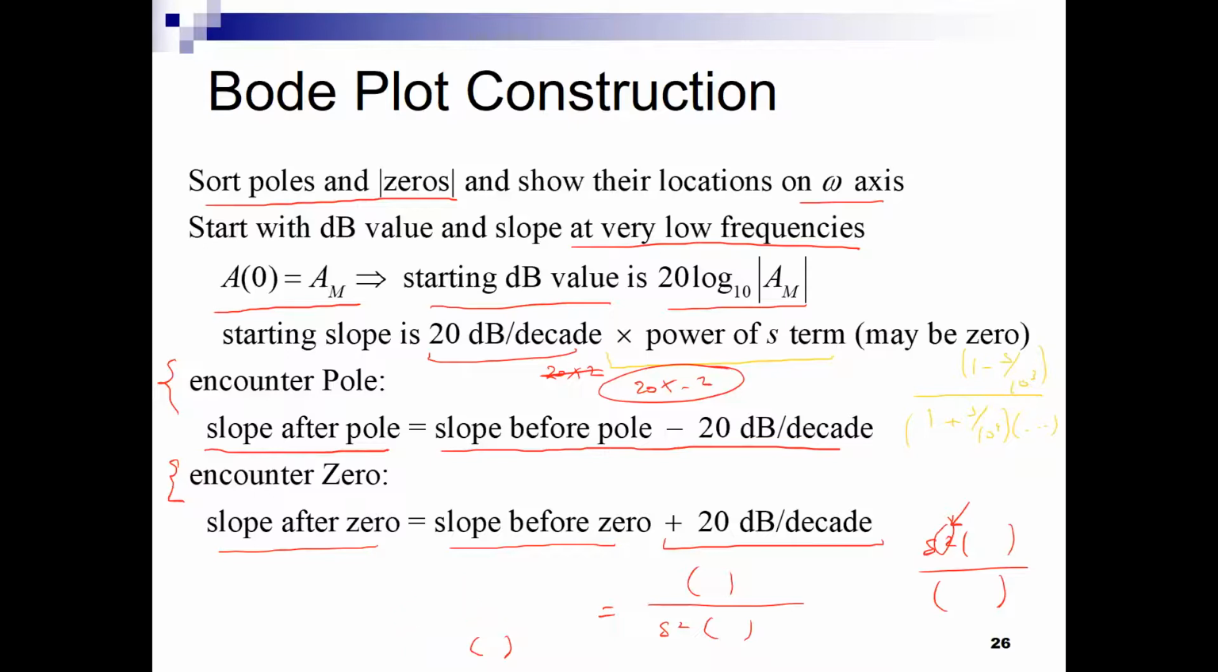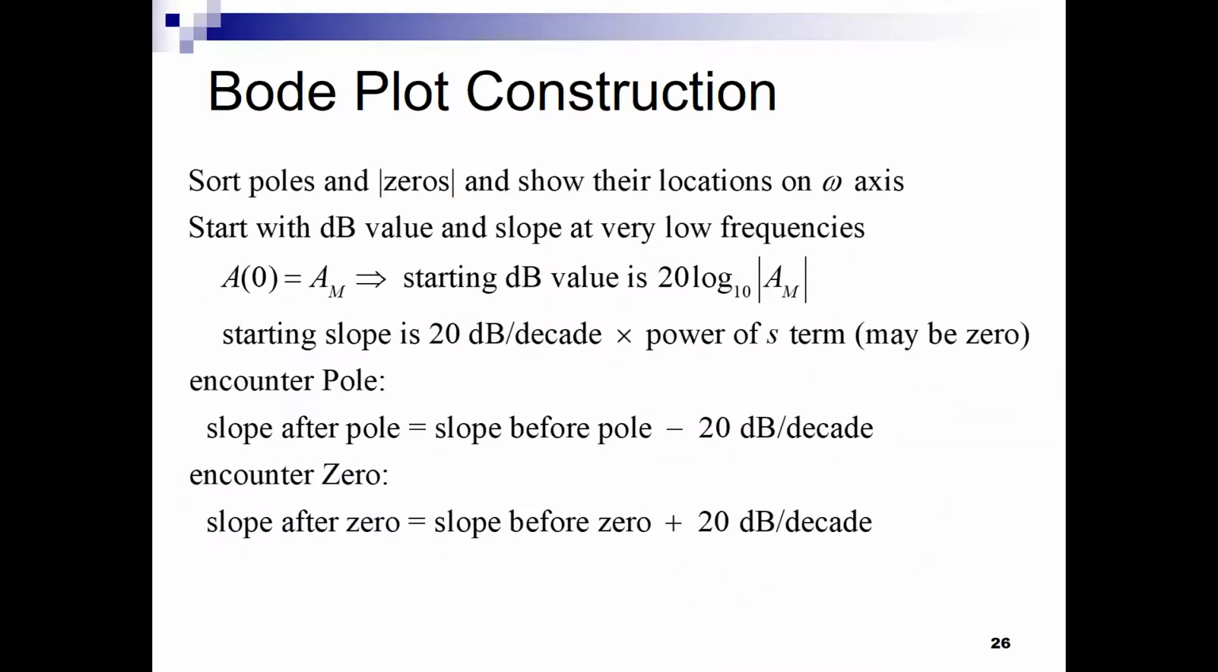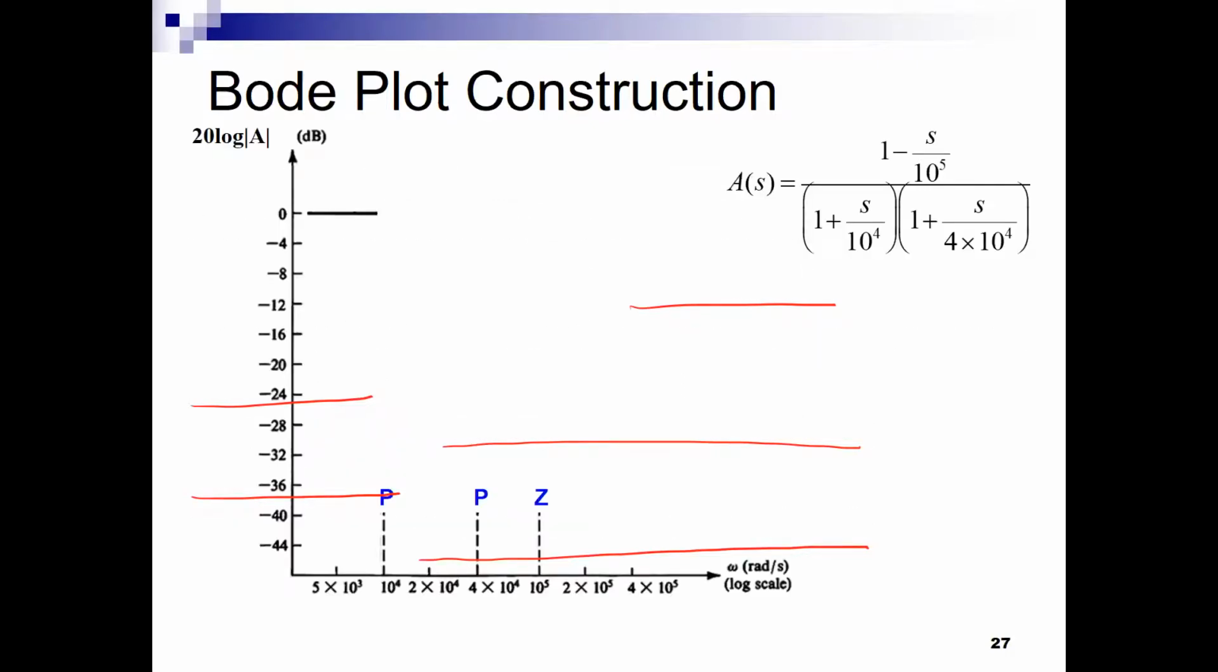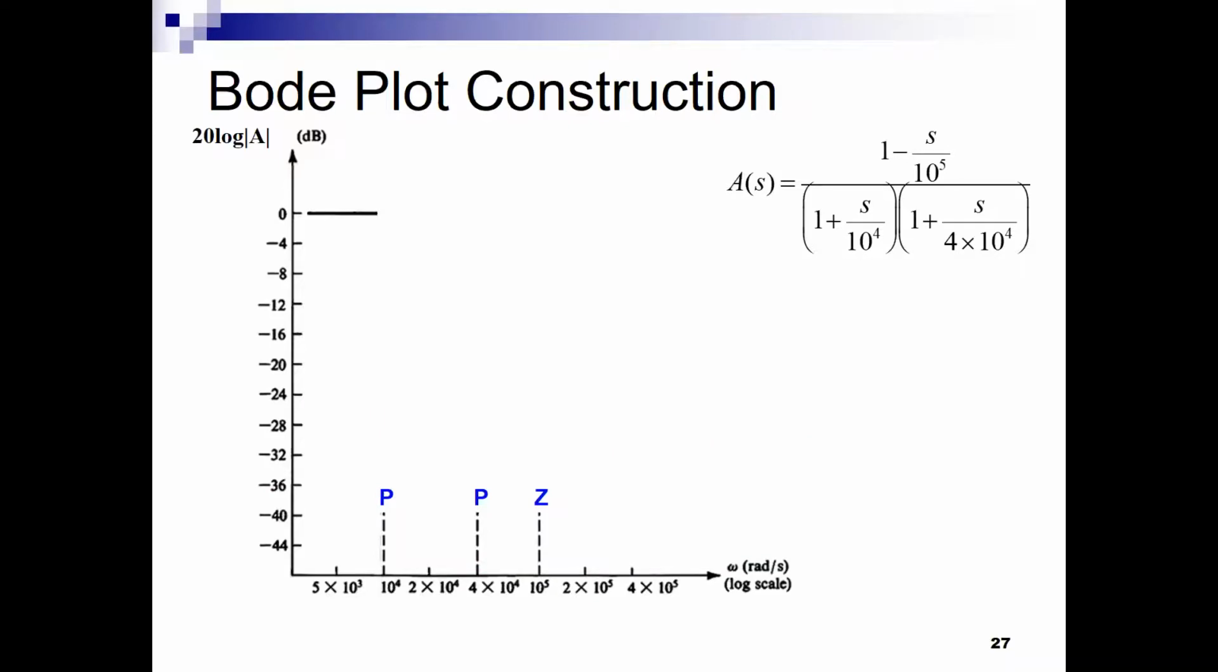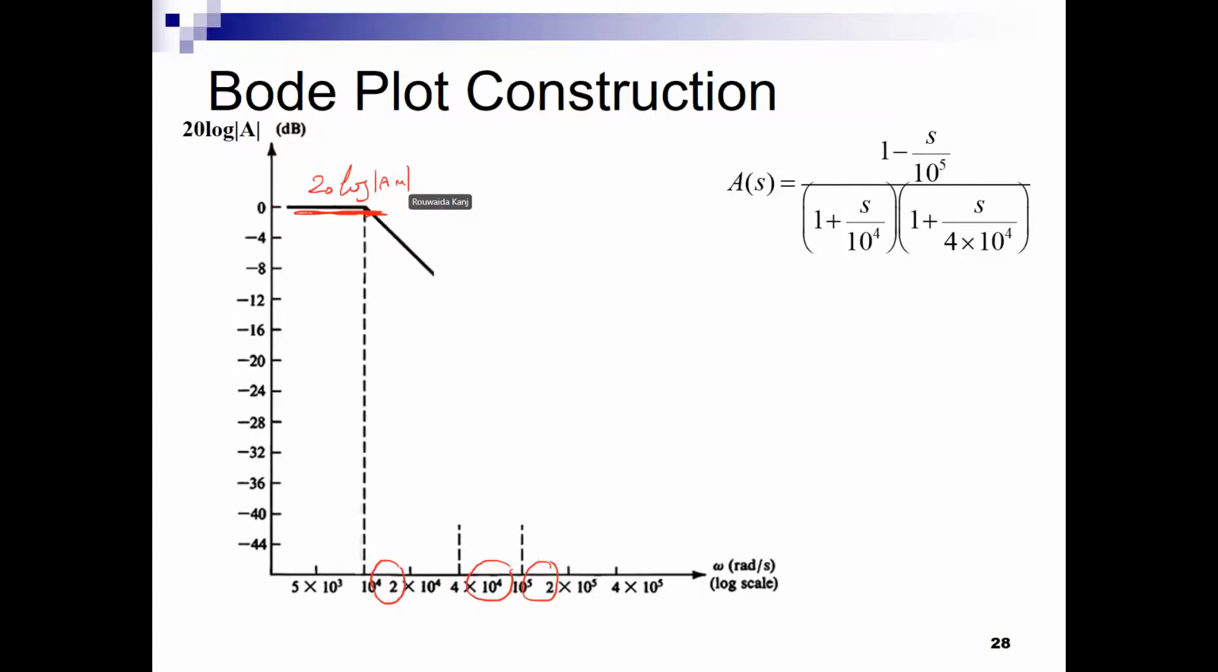So now what we care for in this initial example, for you to get good practice, is when I start with 20 log A_M, and if I encounter a pole, I add to the slope minus 20, and if I encounter the 0, I add to the slope plus 20 dB per decade. So let us look at the example, how it is drawn here. Initially, I plug in where my two poles and the zero are. My starting gain is 20 log A_M, which is 0 dB in this example.